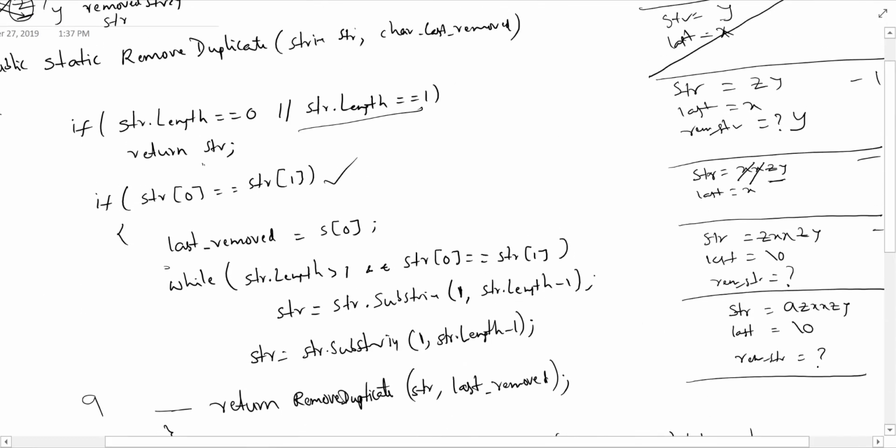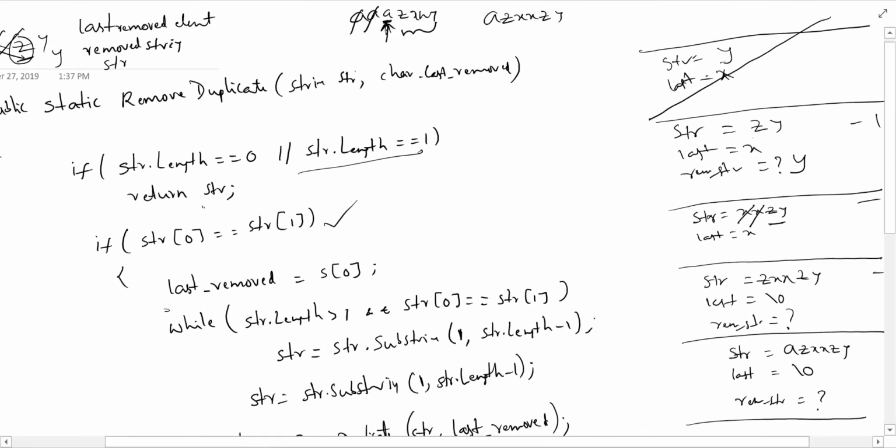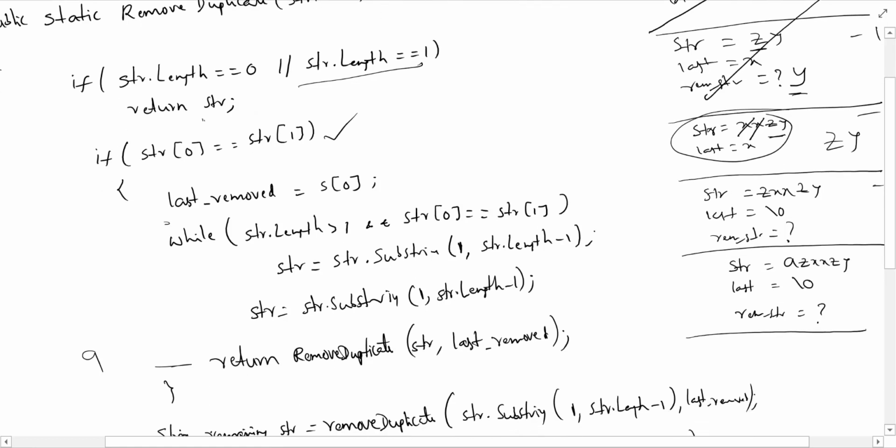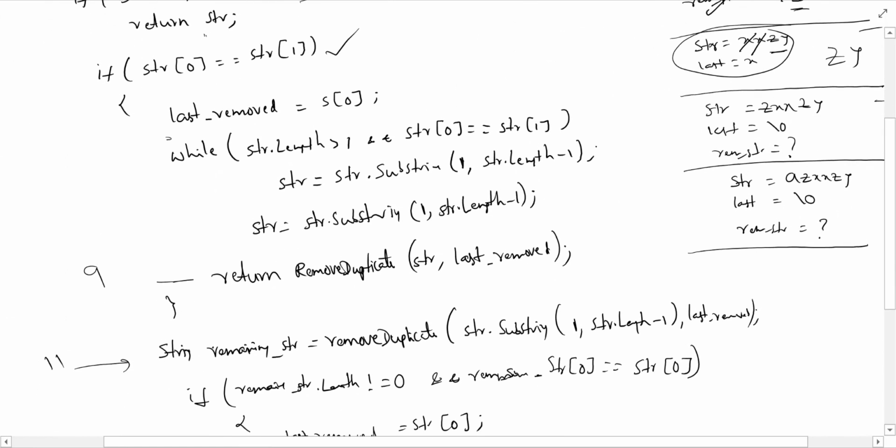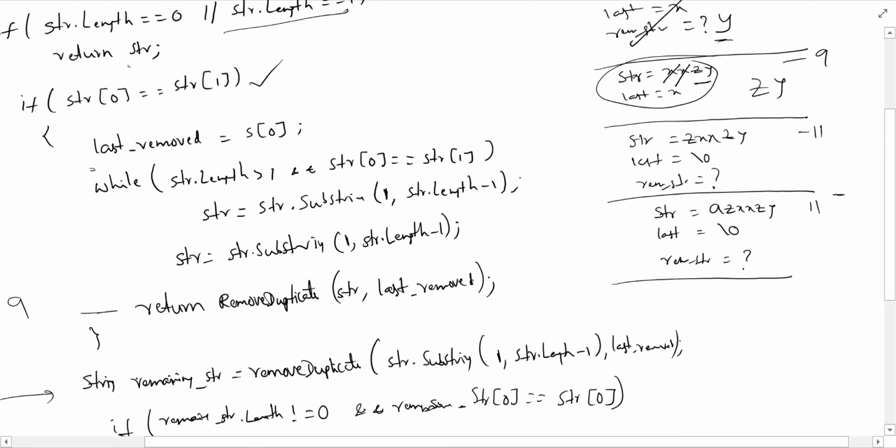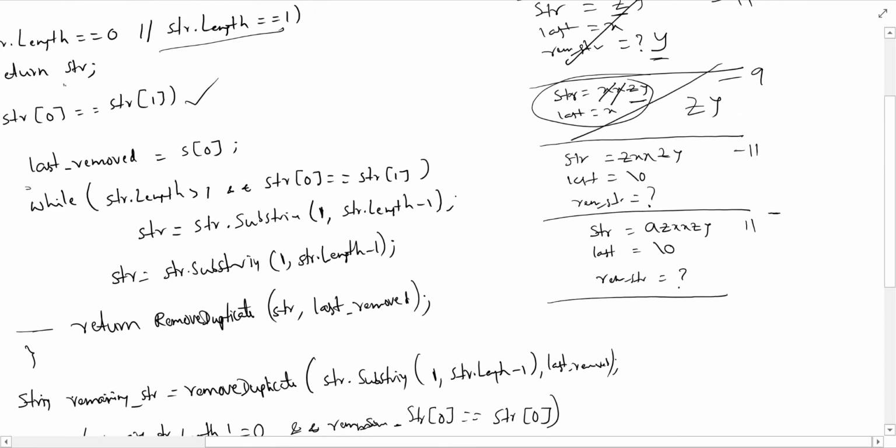What is the first character of the original string? Here is the first character of the original string, and this is the remaining string. It will just append this. So ZY will be returned here. So the result of this block is ZY. And then where do we go? We come here, step 9. What is it doing? Returning to the previous step. So it's returning ZY to the previous step.